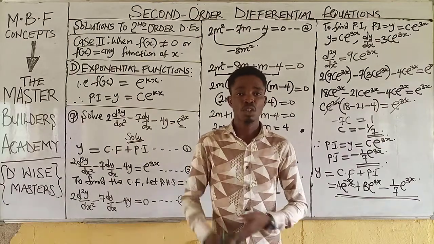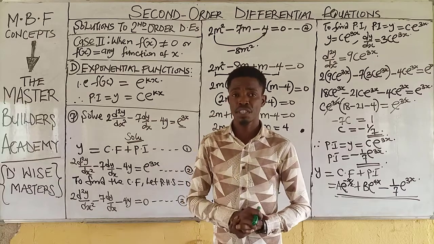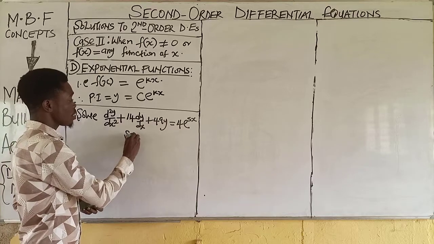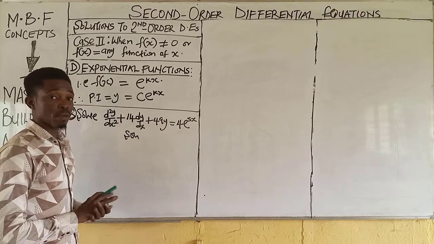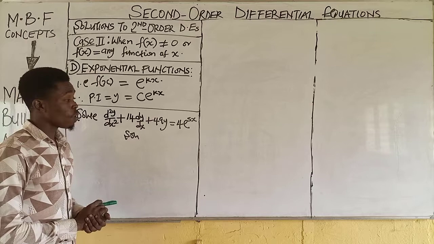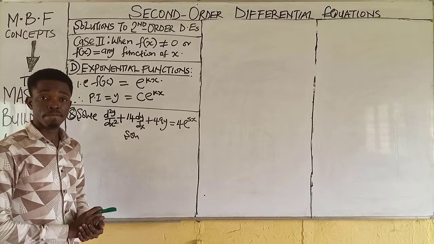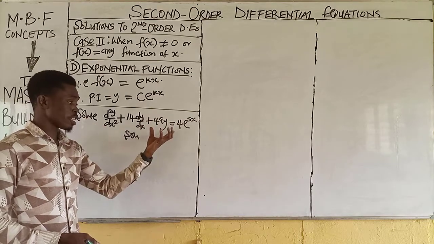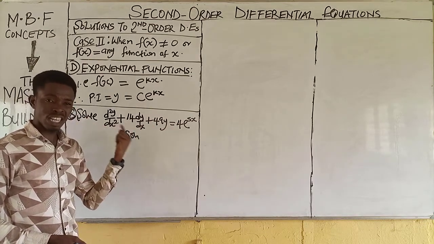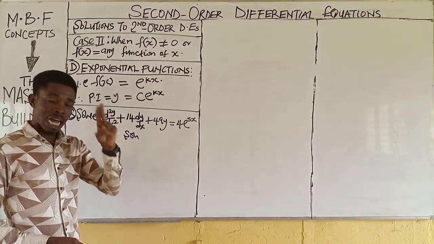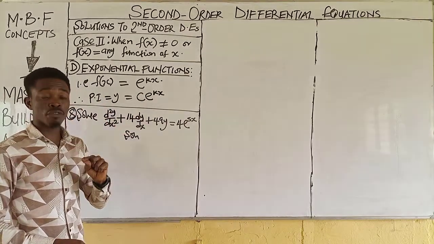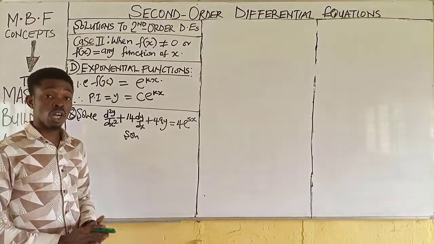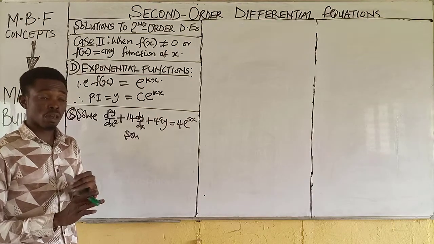So we are quickly going to look at question number 8, which will be a question to put more light to this aspect of second order differential equation. And we are asked to solve d²y over dx² plus 14 dy over dx plus 49y is equal to 4 exponent 5x. Of course, the right hand side is not equal to 0. This has proven to us that this particular second order differential equation contains two answers. One is the complementary function, the other is the particular integral. Therefore, our final solution would have become the sum of complementary function and particular integral.